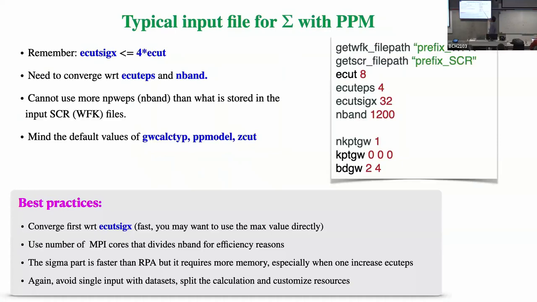Typical input file for self energy calculation with the plasmon pole. In these two lines, we specify the path to the wave function file and the screening file, containing the static limit and another point on the imaginary axis. This is the cutoff for epsilon when we build the self energy. This is the cutoff for the exchange part, the number of bands that we are going to include in the computation of the correlated part of the self energy. And this section here specifies the k-points and the bands for the quasi-particle correction, or for the matrix elements of the self energy. So in this case, we are just computing the correction for one k-point, gamma, for bands 2, 3, and 4.